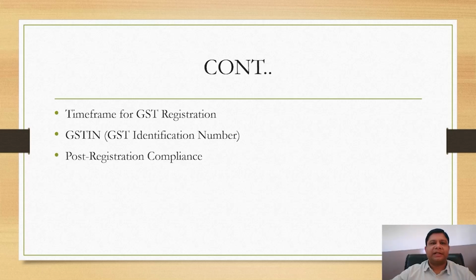GST registration is typically granted within 3 to 7 working days from the date of submission of the application. In case of any discrepancies or additional information required, the applicant may receive communication from the GST department for clarification or documents. Next, eighth point, GSTIN, that is GST identification number. Upon successful registration, the applicant receives a unique 15-digit GSTIN which serves as their identification for all GST related transactions.